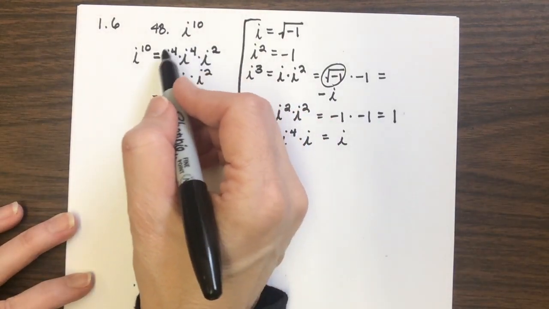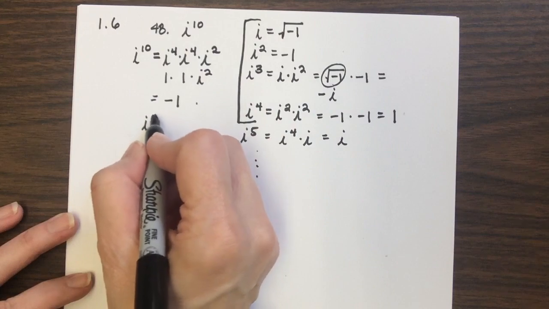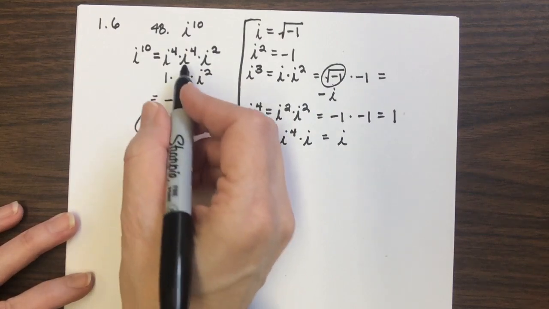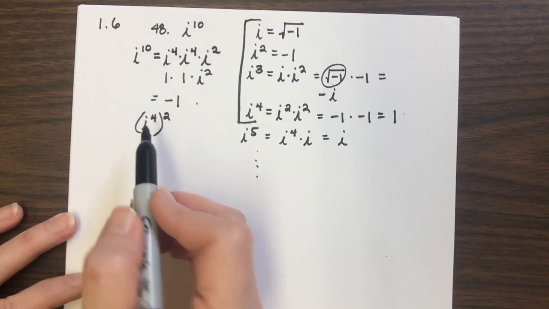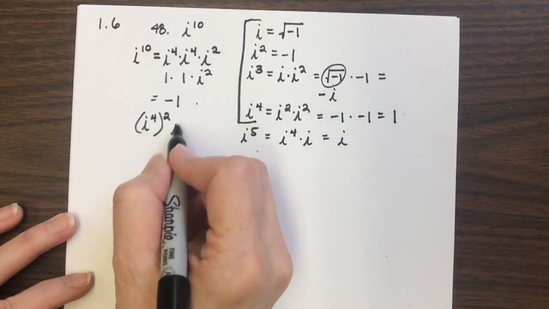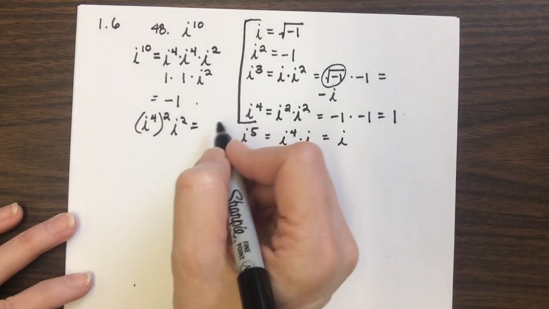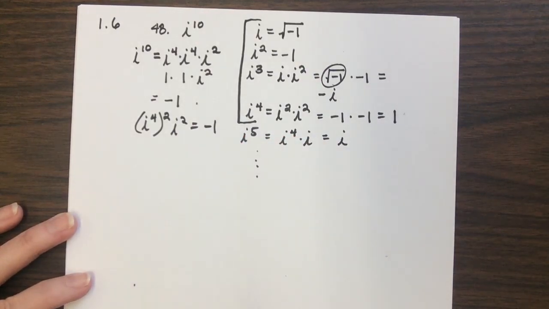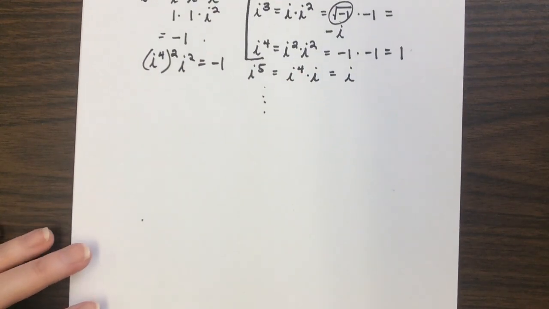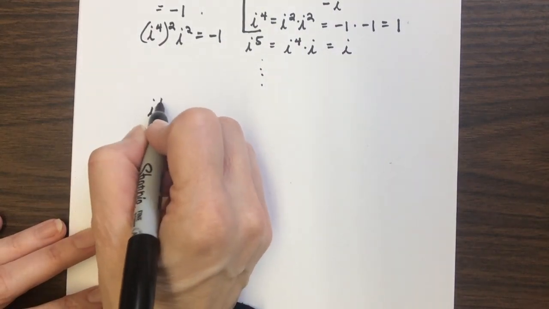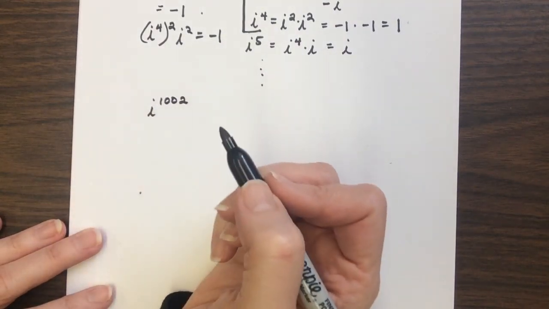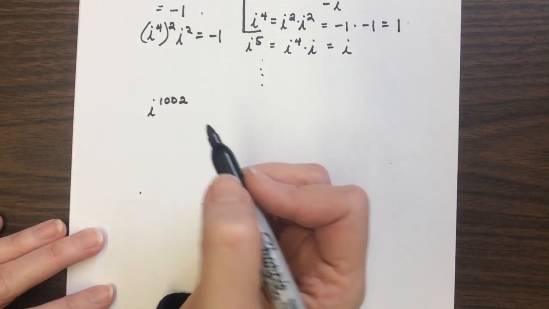Alright, another way I could have written that is i to the fourth. How many of those do I have? Well, I have 2. This is my power rule. It tells me I multiply the exponents. So that's i to the 8th, and then it's the same thing. Okay? So if I come down here and they ask me something like i to the 1002, this is actually number 52.